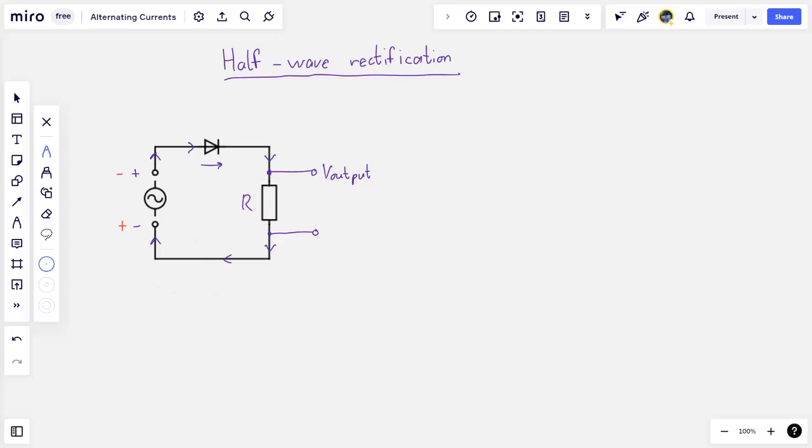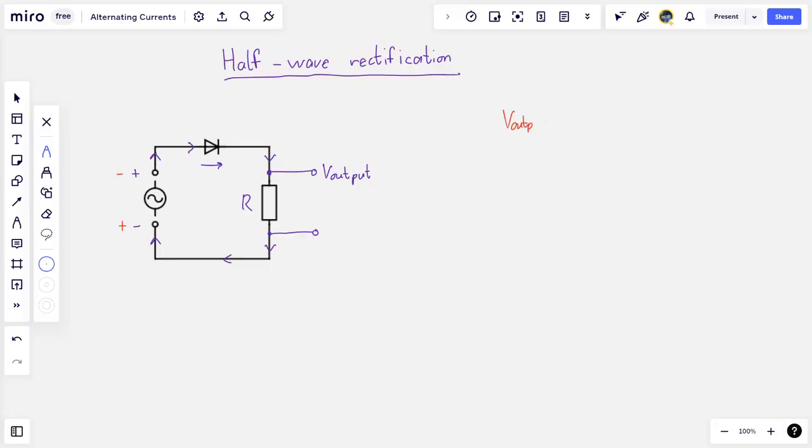So it would want to flow down through the resistor and, oops, there's a problem. It's not going to get through the diode because it's moving against the direction of the arrow. So current does not flow in the reverse half cycle, only flows in one direction. So let me sketch some graphs to understand what's happening here.